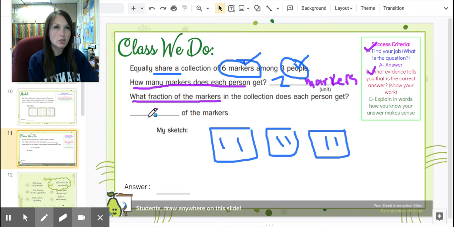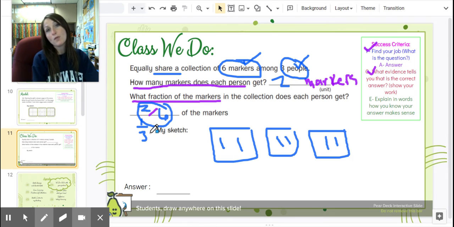Now, what fraction would that be? Well, how many total markers do I have? I have 6. So I could say this in 2 ways. I could say I have 2 out of the 6 markers, or you can say that since I end up with 3 groups, you could say that each group is 1/3 of the markers. Okay, I like doing 2/6 just because it matches the number story a little bit better, but 1/3 is also an answer you can write. Okay, and you don't need to write it down here since I wrote it up here.